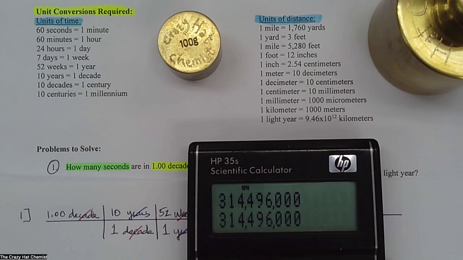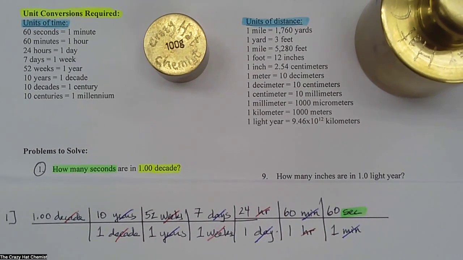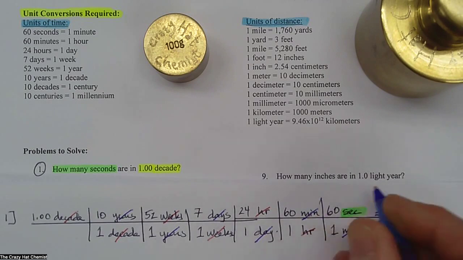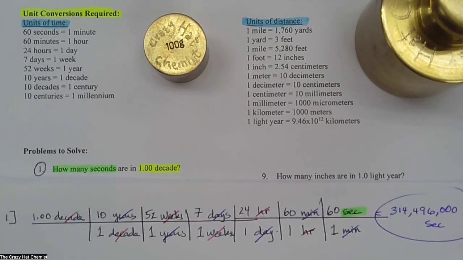And I'll just write this down right here. Let's see if we have enough space. Let's just slide this over just slightly. So this is going to equal 314,496,000, and that is seconds. There's our answer. That's perfect.